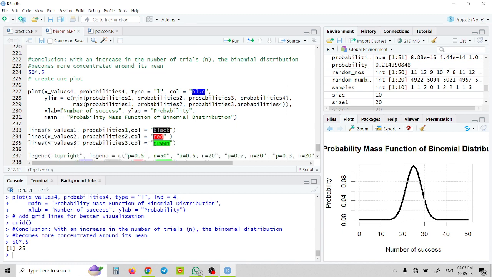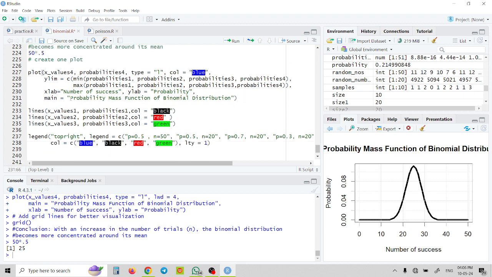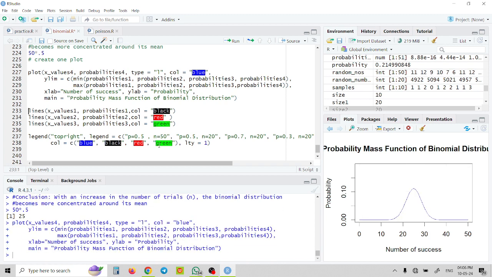And the range of x, we have already taken from the fourth case, that is maximum, 0 to 50. Now the x-axis title is number of successes, the y-axis title is probability. The main title of the graph is probability mass function of the binomial distribution. If I plot this, let us see how it comes out, in blue color.